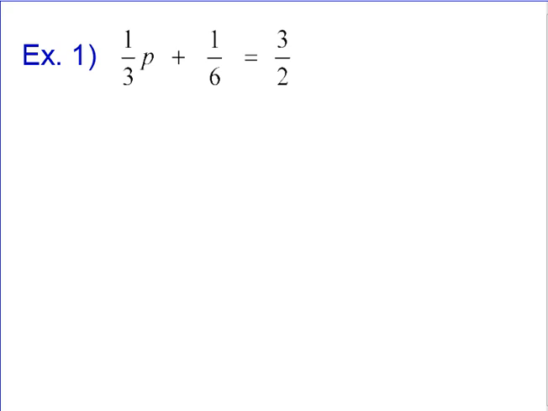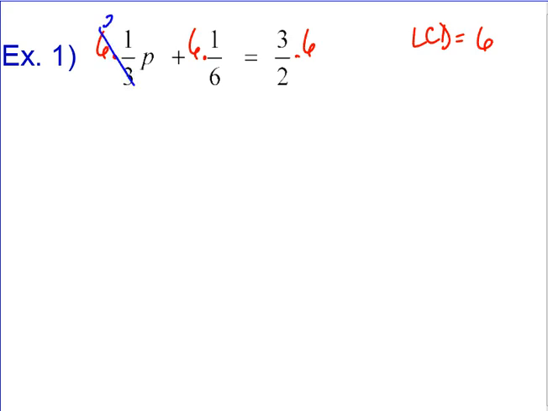So here we have 1/3 p plus 1/6 equals 3 over 2. What we want to do is take a look at this and notice that the least common denominator happens to be 6. Knowing that it's 6, we want to multiply everything by 6. So we're going to multiply this one by 6, this one here by 6, and also this one by 6. What that does for us is help make these equations smaller.